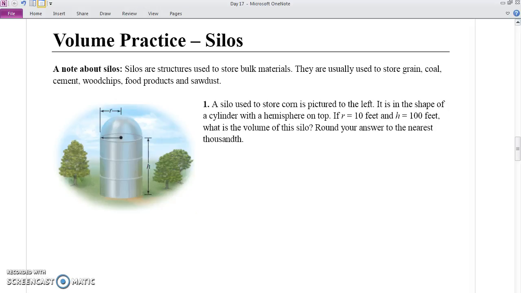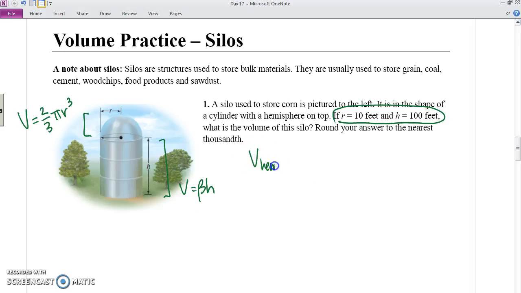So if you look at the first one, we have a cylinder with a hemisphere. So this volume formula is 2/3 pi r cubed because we have half of it. And this volume formula is base times height. Alright, we have R and H, which is pretty nice. So the volume of the hemisphere plus the volume of the cylinder will give us our total volume. Alright, so we're just going to add those.